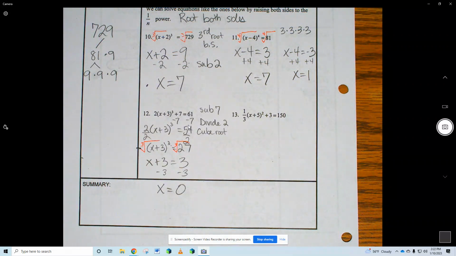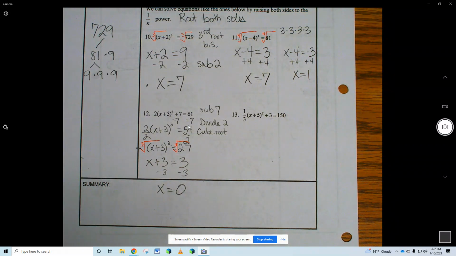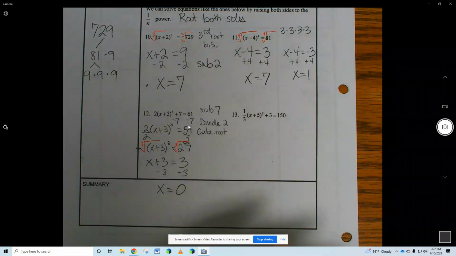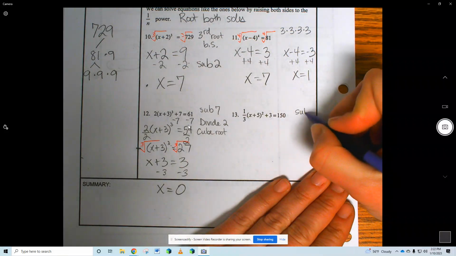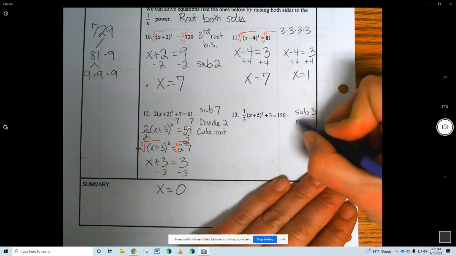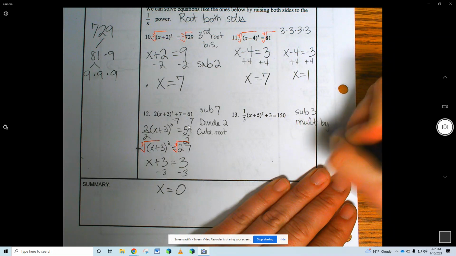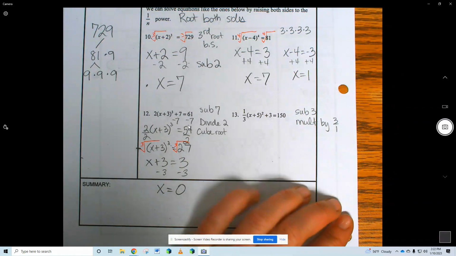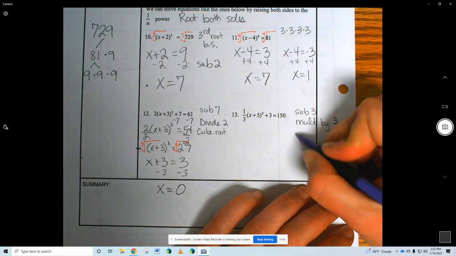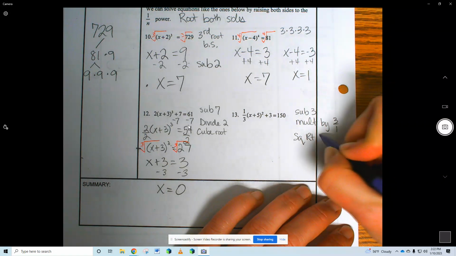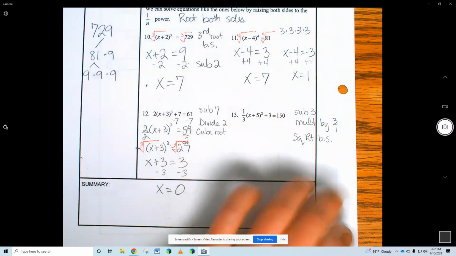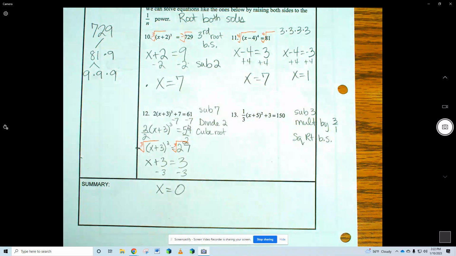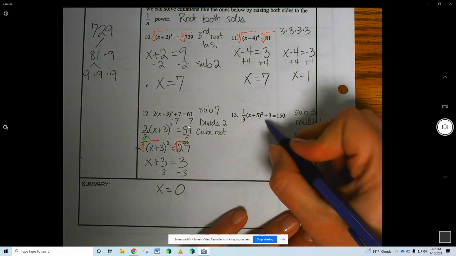Okay. So on 13, the first thing I'm going to do is what? Subtract 3. Then multiply by 3 over 1, because that's the reciprocal of 1/3. And then square root both sides. So go to it.